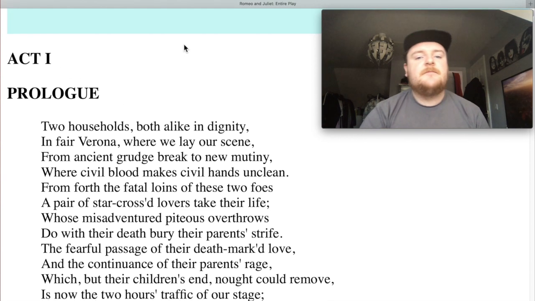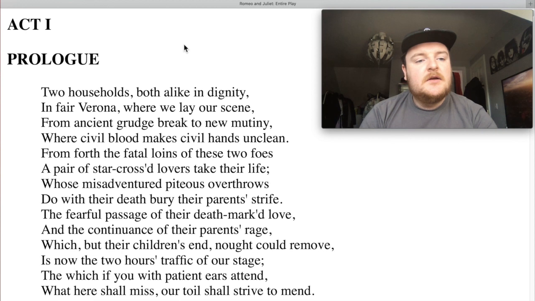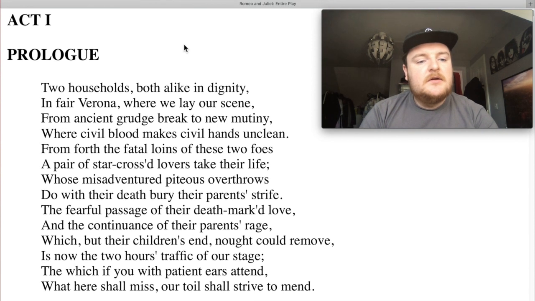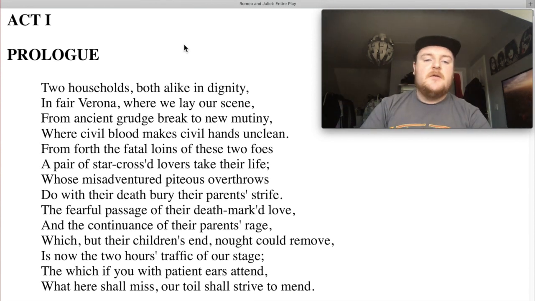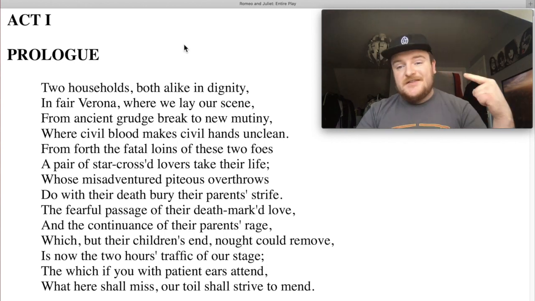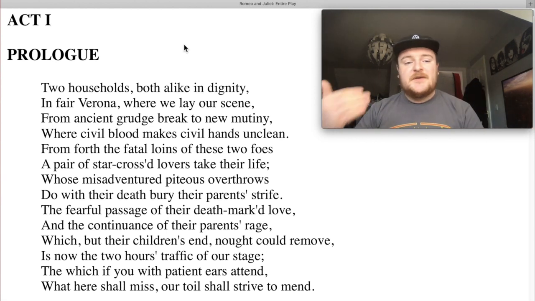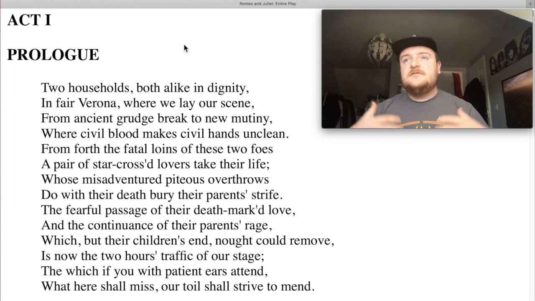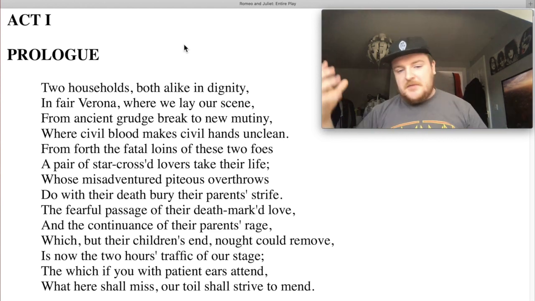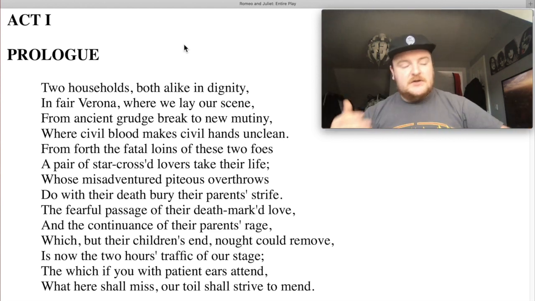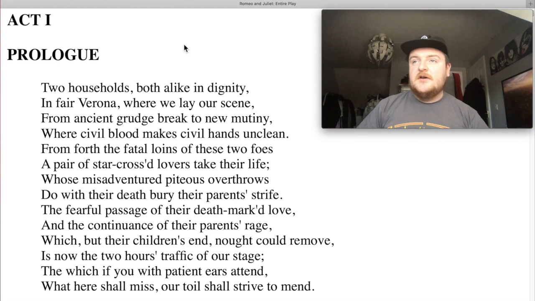Every time I teach this, there's a first question I always want to ask people, and you'll see it in the lesson as well. But this prologue is basically the bit before the play. You walk in, you've got your beer, you've got your bucket of chicken, you're at Shakespeare's Globe, and you're about to watch the play.